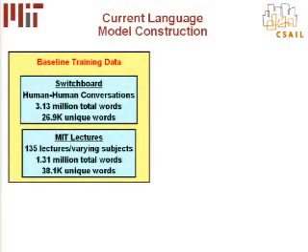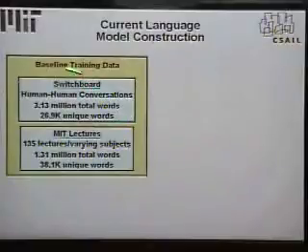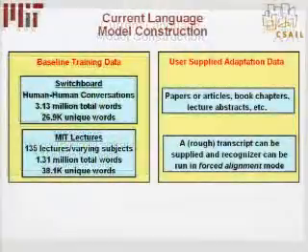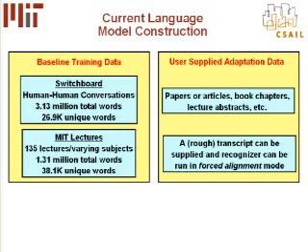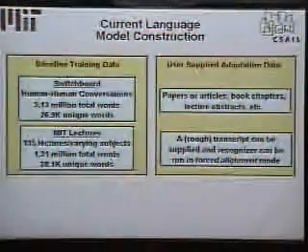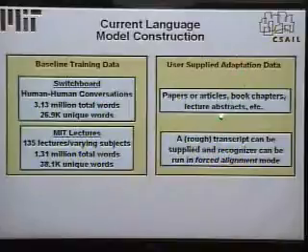The current language model that we're using, we start off with a baseline set of training data, which is the Switchboard corpus and a collection of 135 lectures from varying subjects from MIT. So we've got roughly 4 million words of training data. We also might have user-supplied data as well. So the user has the option of providing papers, articles, book chapters, lecture abstracts, etc.